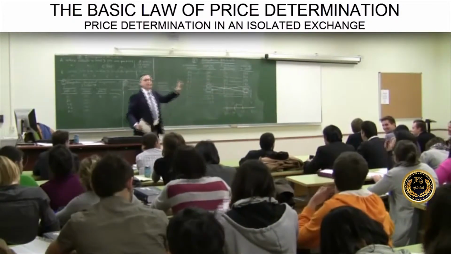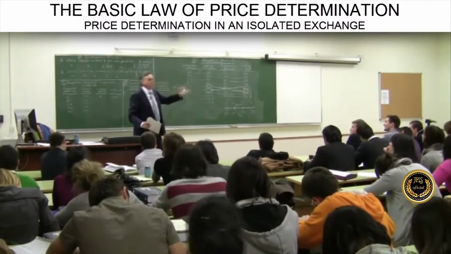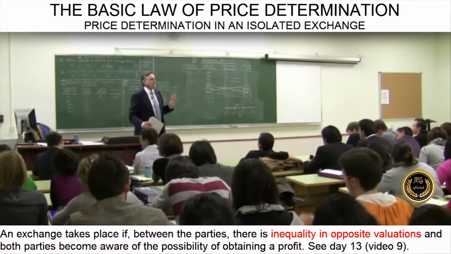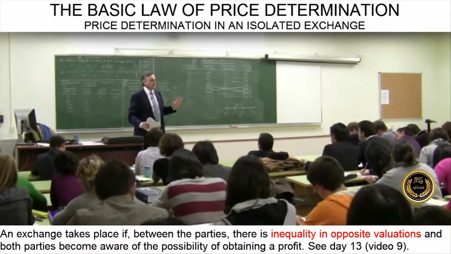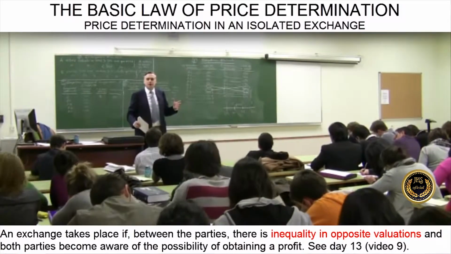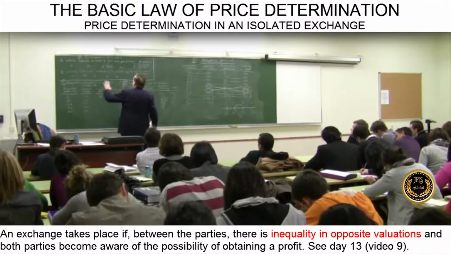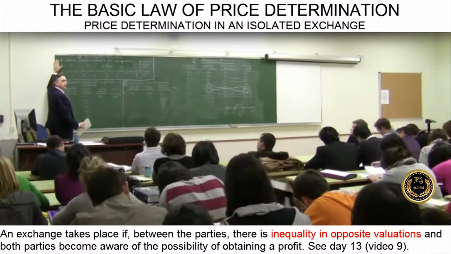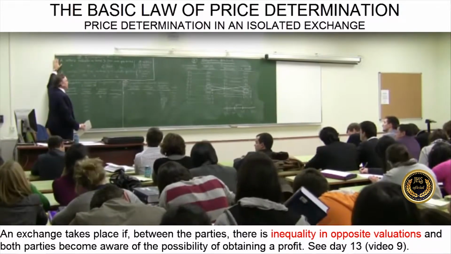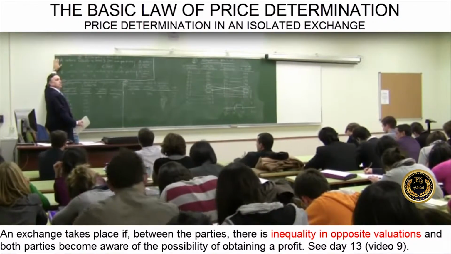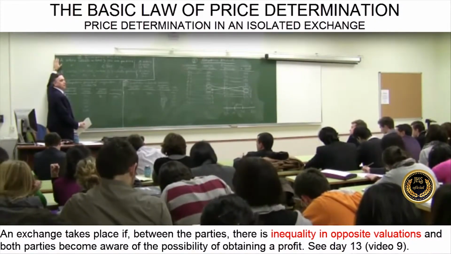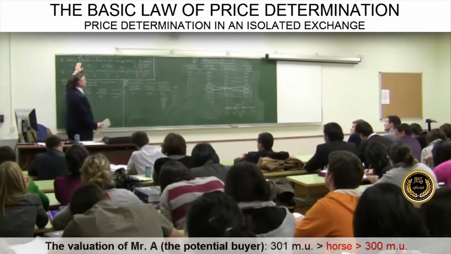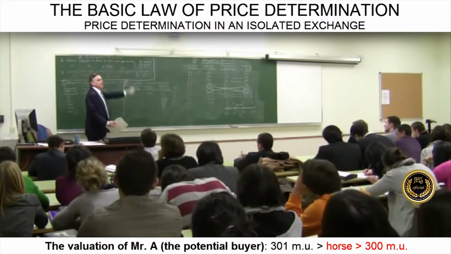Okay, now let us recall the essential lesson from the other day about the circumstances conducive to exchanges. For any exchange to take place, there must be inequality in opposite subjective valuations between the parties who will potentially close the deal. So we will imagine the following scenario. There are 2 economic agents, 2 gentlemen, Mr. A and Mr. B. Well, Mr. A does not have a horse and is thinking of buying one. The subjective valuations on his value scale are as follows. He subjectively values the horse he does not have more than 300 monetary units he does have.